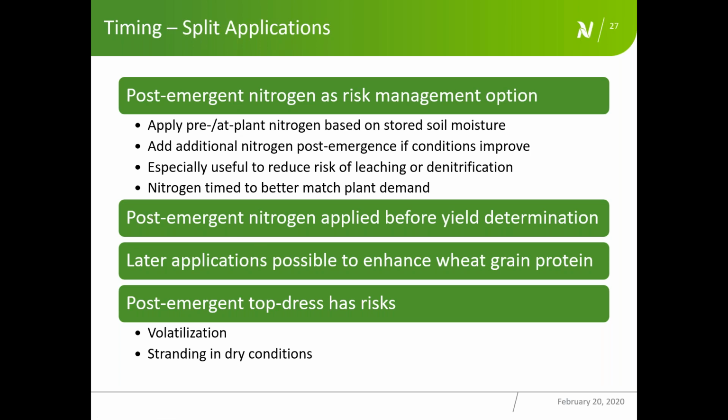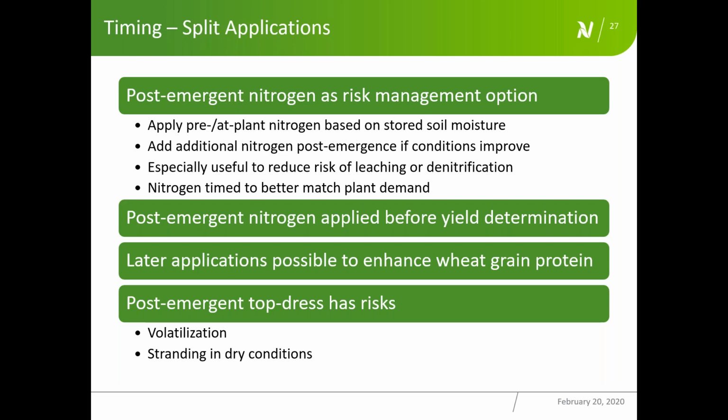In many environments, particularly in wetter environments, split applications can be a risk management tool. If we know we have the potential for wetness, high rainfall, or ponding of soils, then it may be preferable to apply part of our nitrogen pre-plant to get the crop started and then come back and apply the rest of the nitrogen later on. That does several things for us, reduces the risk of having nitrogen just sitting in the soil when the crop's not using it, gets that nitrogen in the ground closer to plant demand.